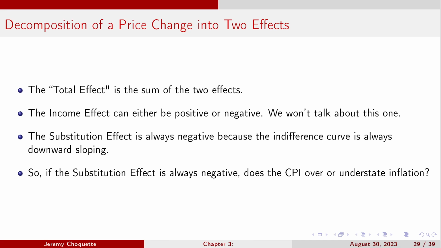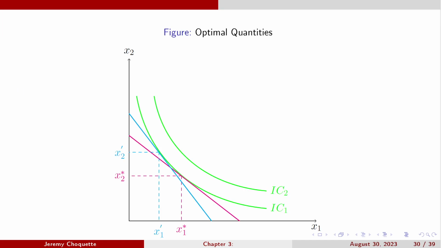I'll give you a second. Go ahead and push pause on the video. Think about it. And then when you think you have an answer, go ahead and push play and see if it is, in fact, correct. Right? So this is what the substitution effect would look like. If the price of X1 changes, right, that budget constraint slope changes. Well, let's say the price of X1 went up. If that's the case, you consume less of X1, and then you'll consume more of X2.